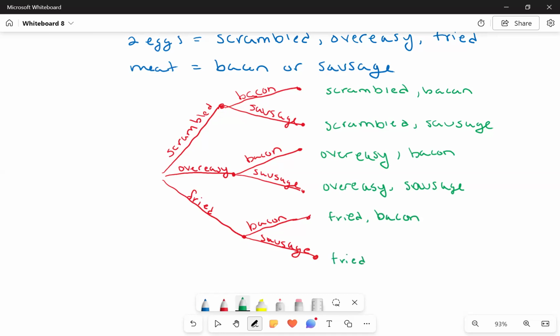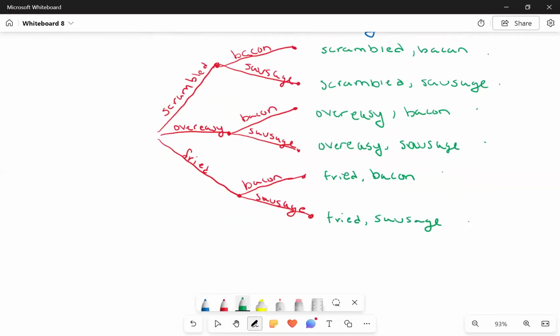Okay, so there we go. So we have a total of 1, 2, 3, 4, 5, 6 options from this special. 6 options to choose from. All right. And we could have seen that if we had simply taken the fact that there were 3 options for eggs and then 2 options for the breakfast meat and got 6 options from there. Okay, so it's a multiplication.